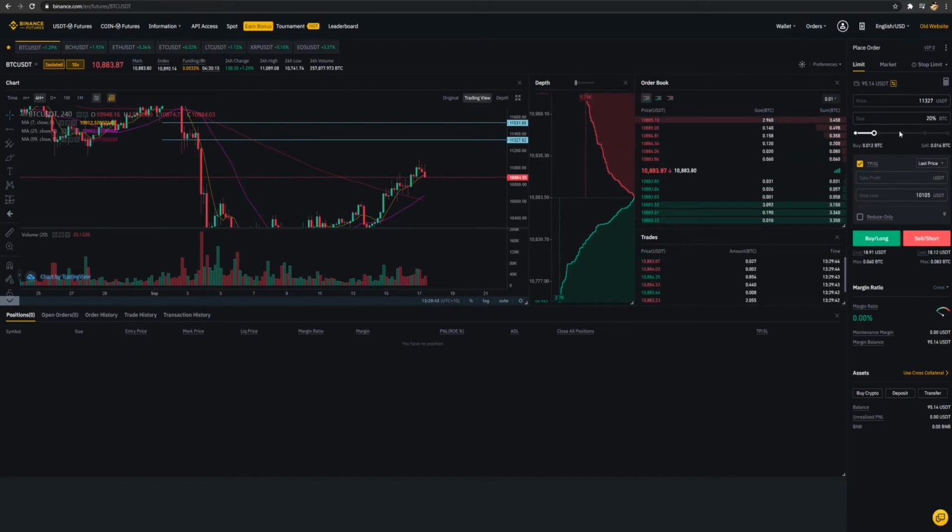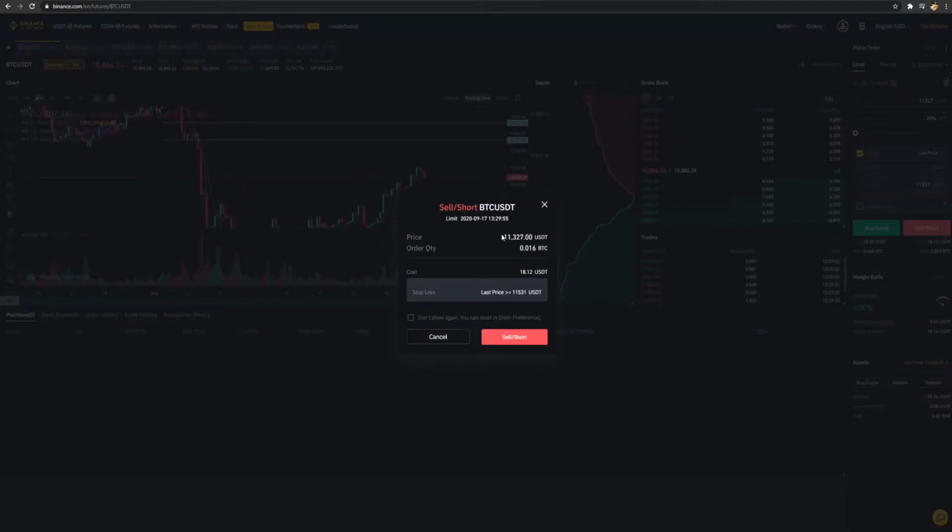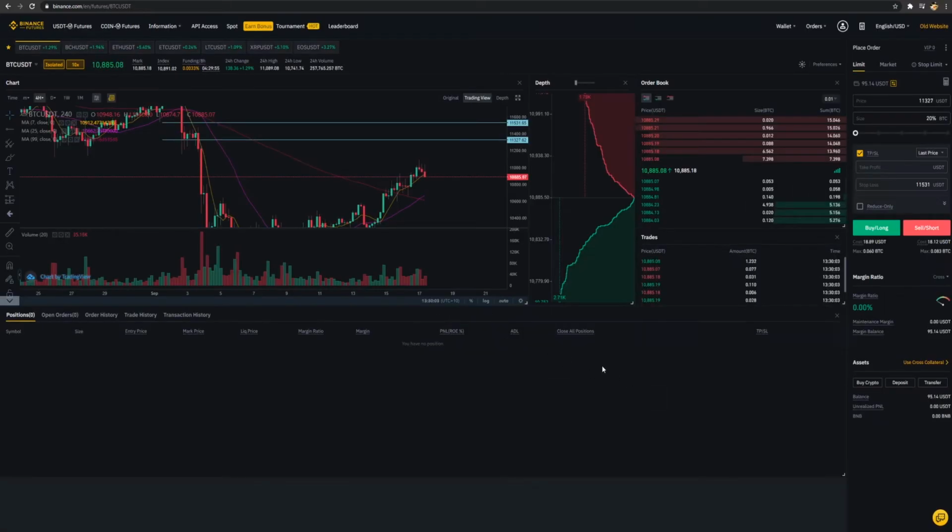It will, back down to 0.016. And we want our stop loss to be above that price because it's a short. So we go 11,531 and sell short. We want to sell short at 11,327. Our order quantity is 0.016 of a Bitcoin, our stop loss is 11,531, and our order sits in the book at 11,327. Our stop loss will hit the book as soon as that position is open.